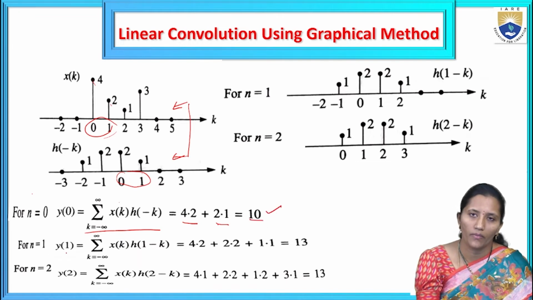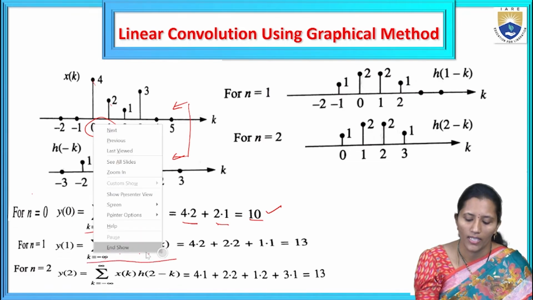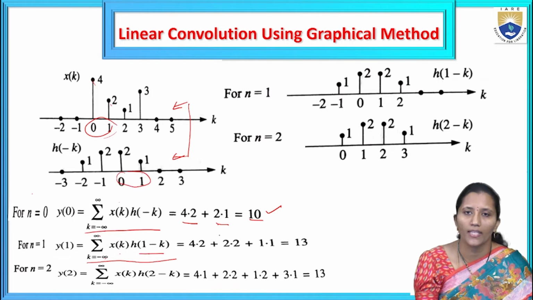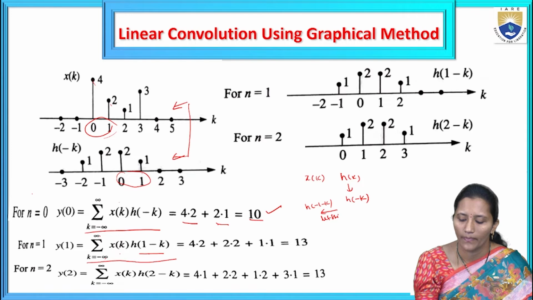For n is equal to 1, if you substitute in the formula, you will get the sum over k from minus infinity to infinity of x of k into h of 1 minus k. See here, we are getting h of 1 minus k. First we represent the sequence in terms of k, then we fold the sequence and get h of minus k. To get h of minus 1 minus k, we do a left shift. To get h of 1 minus k, that is h of n minus k where n is a positive value, we have to shift to the right side by 1 unit.